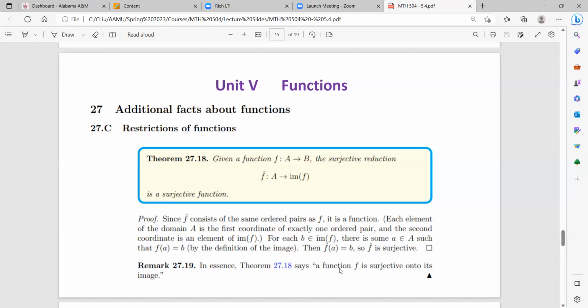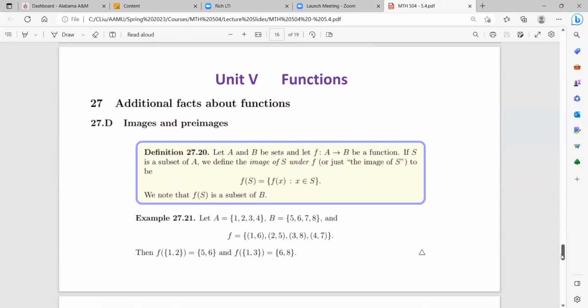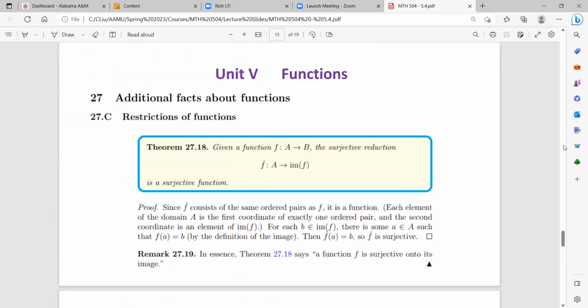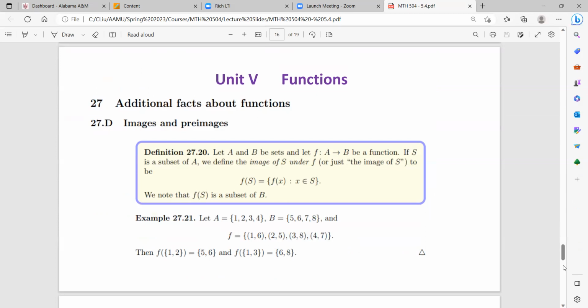So this theorem essentially says a function f is surjective onto its image. That's obvious from the wording even. All right. And the next topic for this section is images and pre-images. I have talked about this quite a bit, but let's just define this precisely.